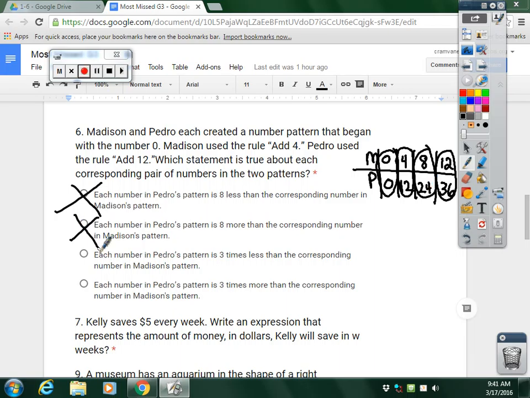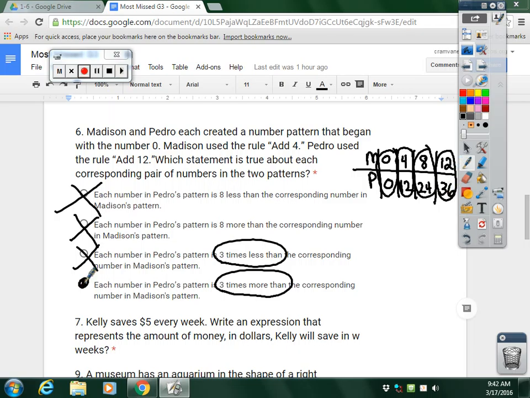Each number in Pedro's pattern is 3 times less than the corresponding number in Madison's. Ooh, 3 times less. That would mean that Pedro's would be the lower number, and that's not true. Okay, so each number in Pedro's pattern is 3 times more. Well, let's check that one out. 4 times 3 is 12. 8 times 3 is 24. 12 times 3 is 36.